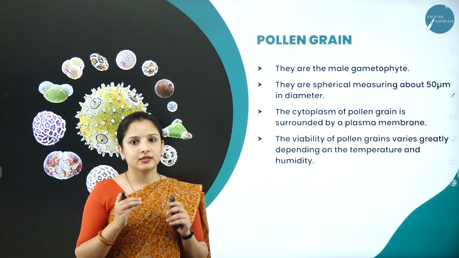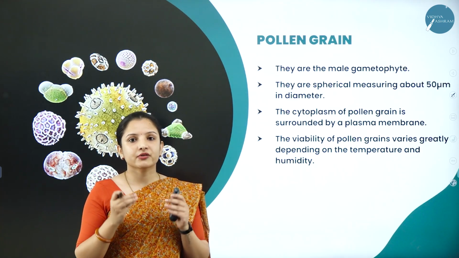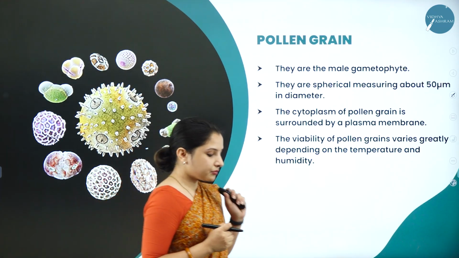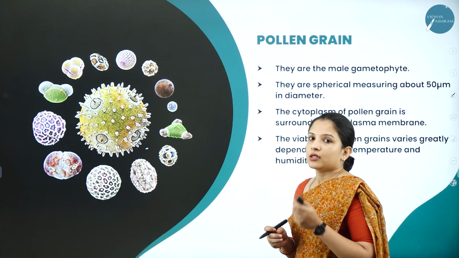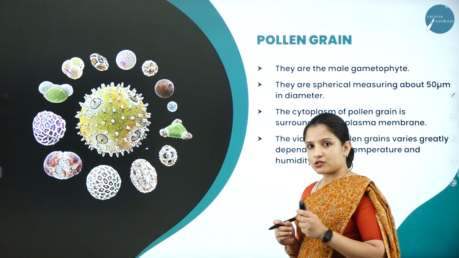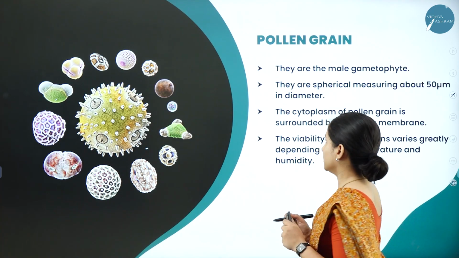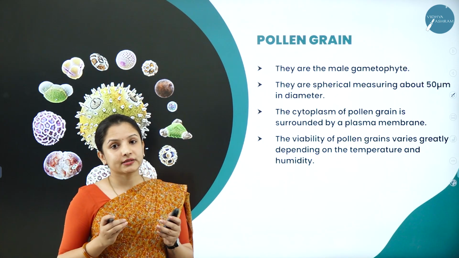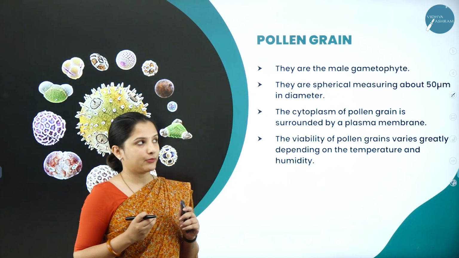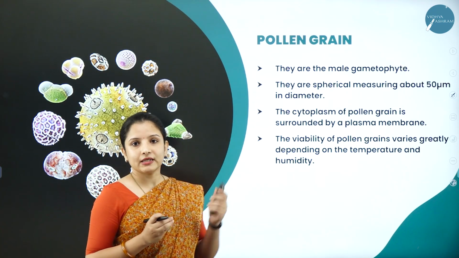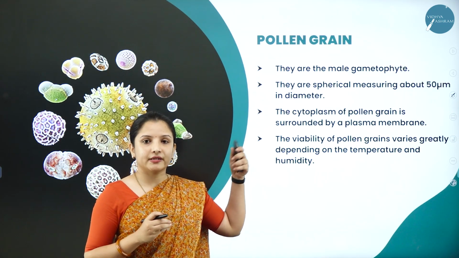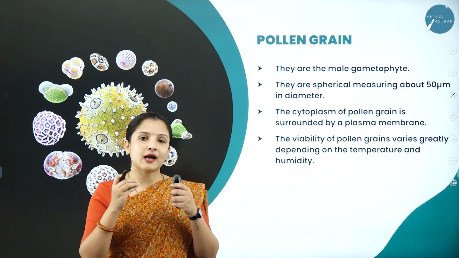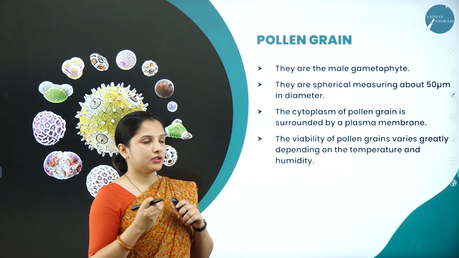So now we'll move on to the last structure of the male reproductive organ in a flowering plant, which is the pollen grains. So pollen grains are very important in order for the fertilization or the reproduction process to occur. So the pollen grains are also called the male gametophyte. So I'll tell you why they are called the male gametophyte. So male is, obviously, because they are produced by the male part of the flower, that is the stamens. So in the stamen, the anther is the one which produces the pollen grains.